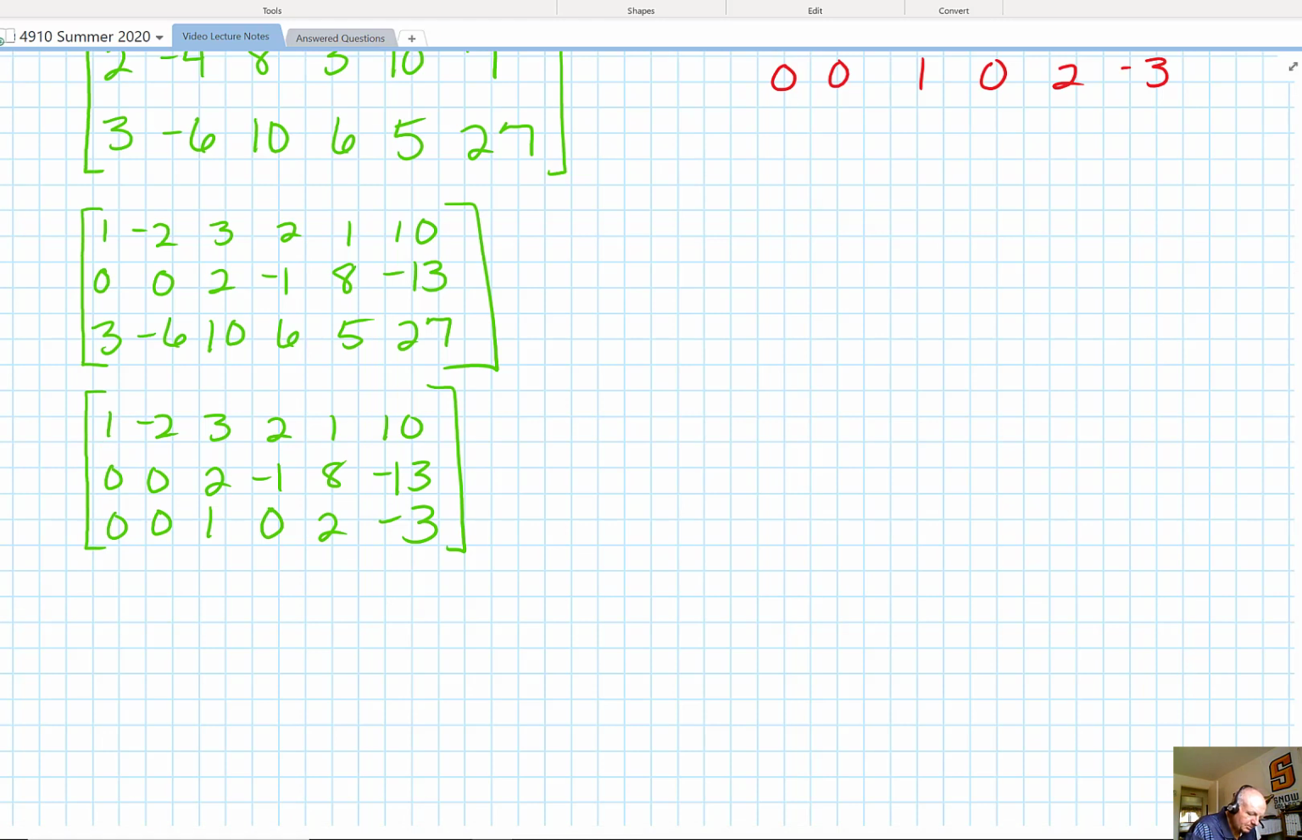Okay. So once you do that, you then move down and over until you find the next non-zero entry. We're done with this row. We now go down to this row and we find the first non-zero entry, and there it is. Okay, so now we want to eliminate everything below that.